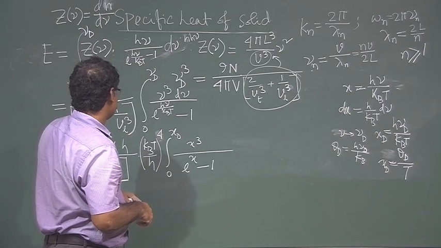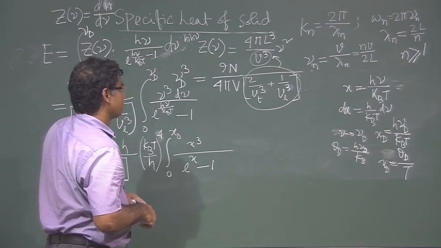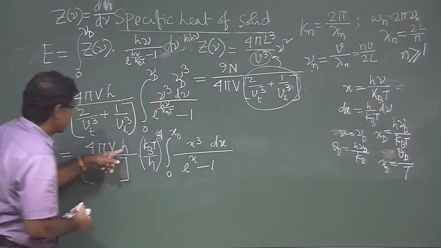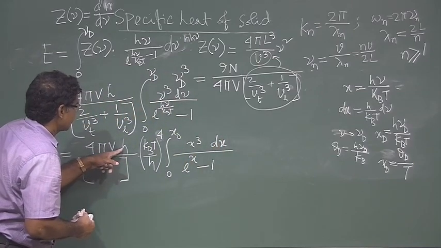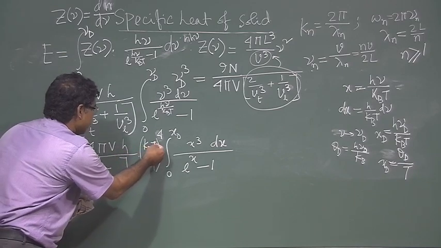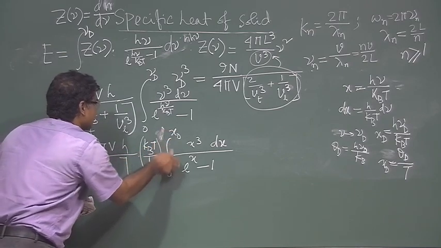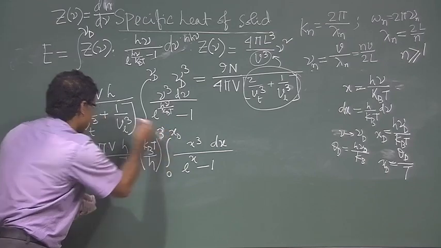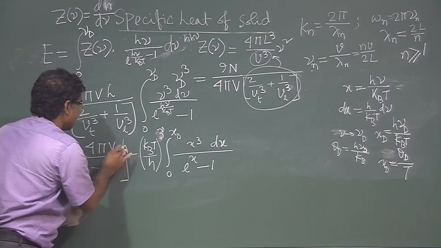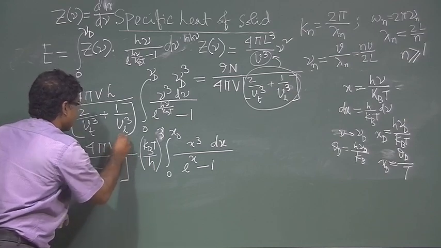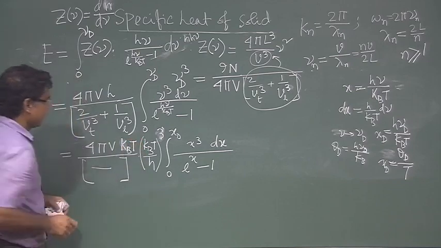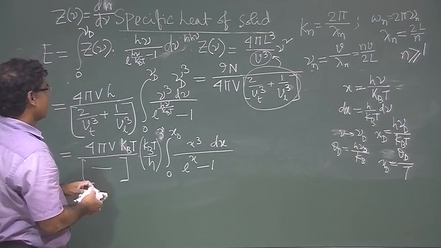Okay, into dx. Now, here h is there, so what I can do? I can take kbt by h out. So, keep it 3. So, kbt by h, so h will go. So, here basically h is gone. So, here kbt, okay.